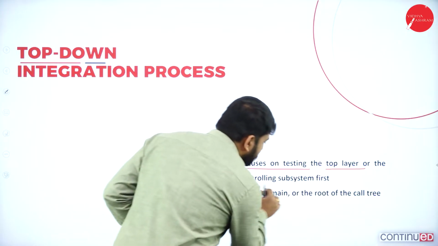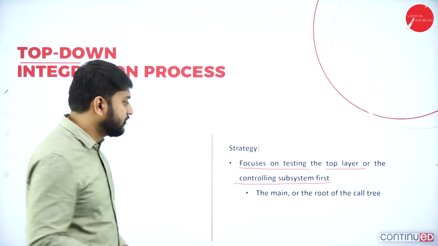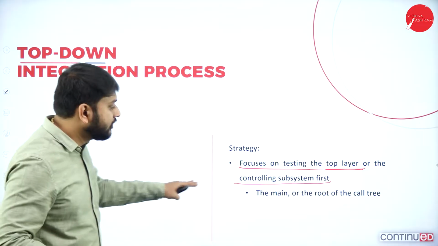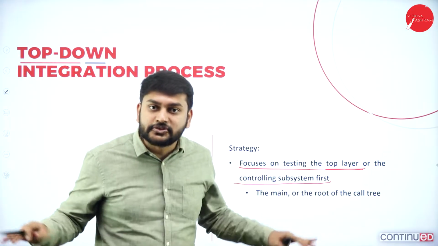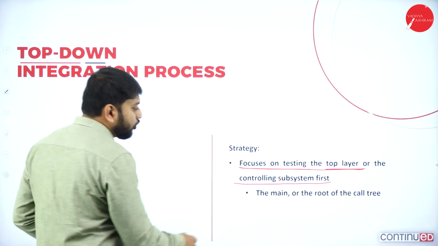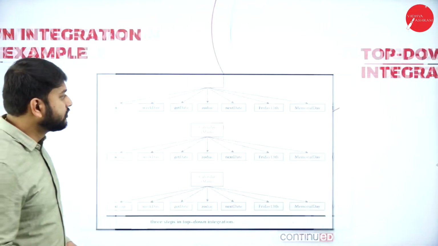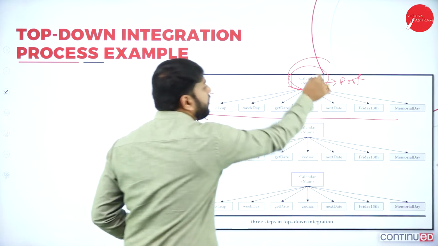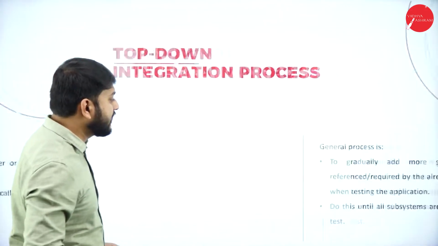And it controls the subsystem first. So it focuses on testing the top layer, or it controls the subsystem. That first layer is what I will call a subsystem or top layer. That's what you need to remember here. The main, or the root of the call tree. So please understand, this is what I will call the root, or the main program. This is what you need to remember. So fine. What next do I have?